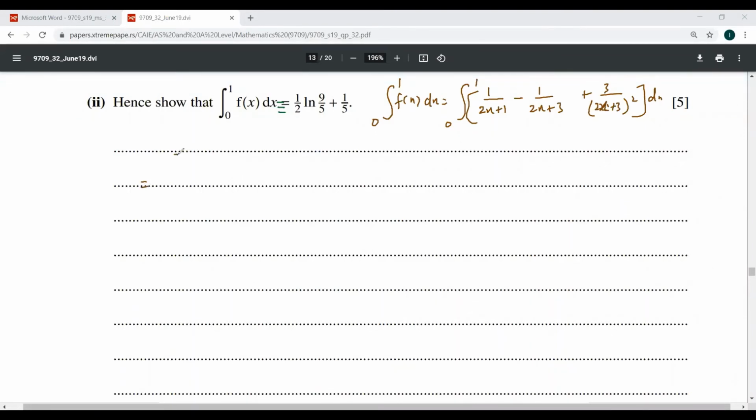First of all, to be able to integrate 1 over 2x plus 1, what should I have in the numerator? 2. So this is 2 over 2x plus 1, and I'll have to write a half with this as well. There has to be a bracket here, and then you have this from 0 to 1. The next one, again, we need a half here. This is minus half into 2 over 2x plus 3. And then this can simply be switched to the numerator because it has a power 2. So this is going to be written like this.